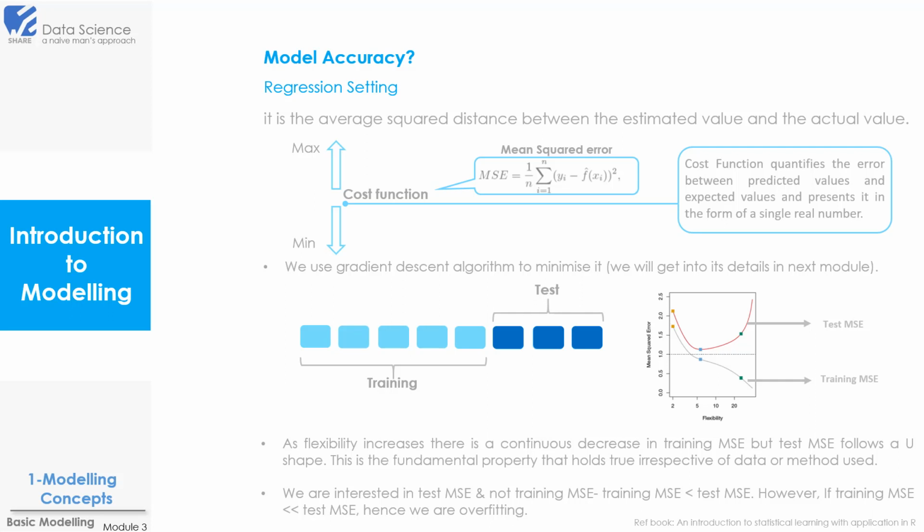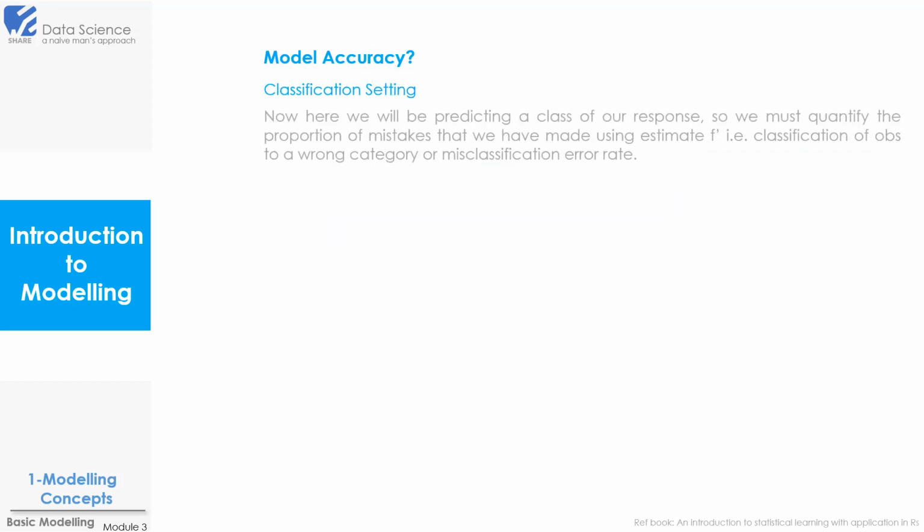Now let's have a look at the classification setting as well. So here we will be predicting a class of a response. So which class our response variable belongs to, like we did in our previous example of identifying a cherry or not a cherry. So here we will not use MSE. Rather, we must quantify the proportion of mistakes that we have made using the estimate function f hat. Simply put, it is the classification of observations to a wrong category or misclassification error rate.